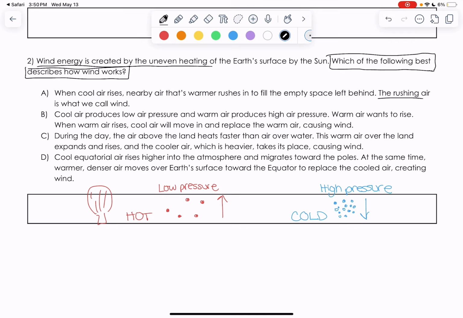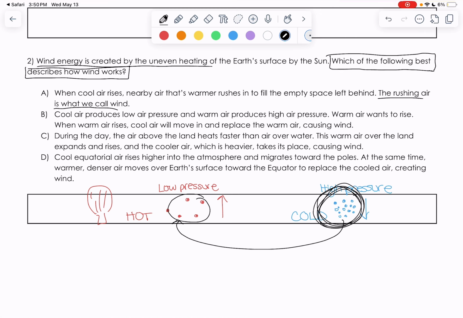So this part sounds great. Rushing air is what we call wind, but it is not air moving from hot to cold, okay? Instead, it's going to be moving from a high pressure area to a low pressure area. Remember in class when we said that if there were 20 kids sitting at this table and 2 sitting at this table, all of these kids sitting at the 20 kid table would rush over here because they want to fill in that empty space, and that would be what wind is created by.